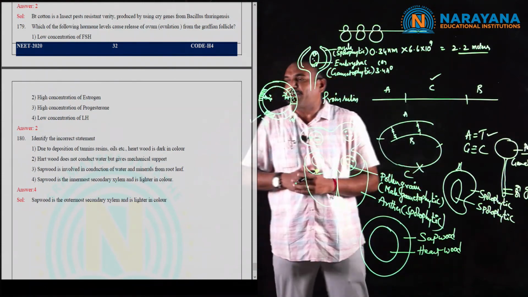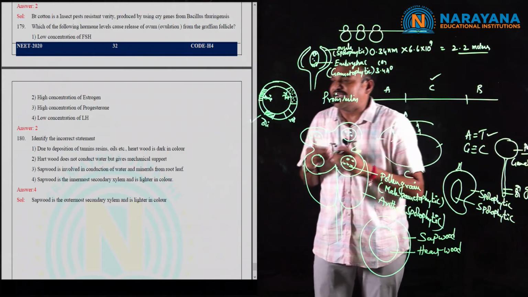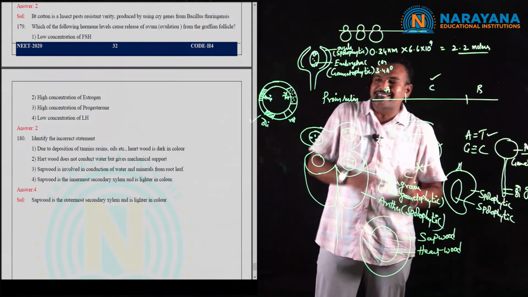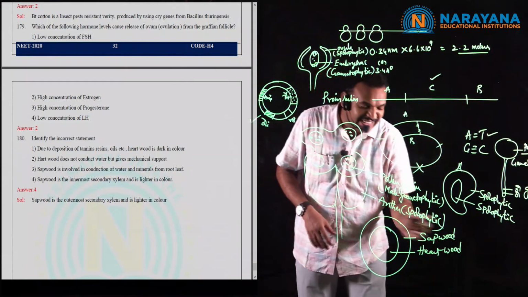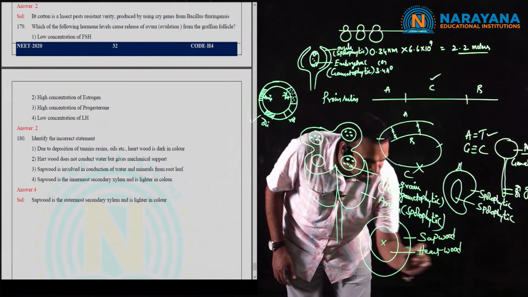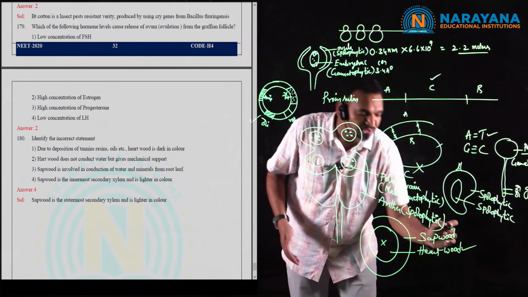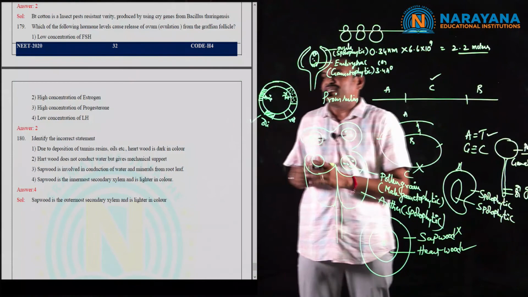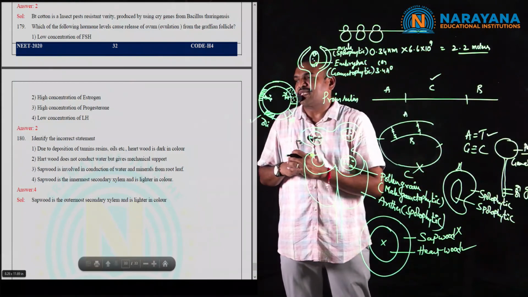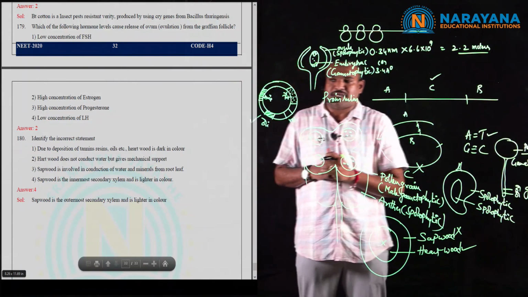And the fourth one: sapwood is the innermost secondary xylem and is lighter in color. So the second part is correct. Sapwood is light in color, no doubt, but it is not innermost. Innermost wood is heartwood, but not sapwood. That means the fourth statement is incorrect. That means the correct option for question number 180 is the fourth option.